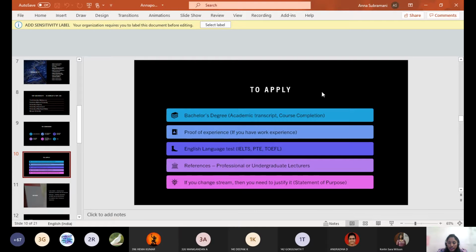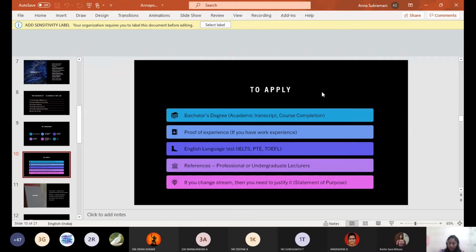There are various options like IELTS, PTE, TOEFL. Australia requires just the basic, that is a 6.5, which I think almost everybody can clear. They don't have a high entry requirement, just a basic 6.5.